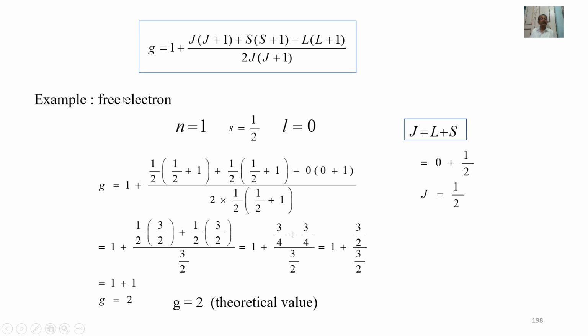So, for example, if we take a free electron with n equal to 1 and S equal to 1/2, and at the ground state we have L equal to 0. So we have J equal to L plus S, that will give us 0 plus 1/2, J equals 1/2. Substituting all the values in this expression for g, we have 1 plus (1/2)(1/2 + 1) plus (1/2)(1/2 + 1) minus 0 times (0 + 1), divided by 2J(J+1), that will give us g equals 2. So this is the theoretical value.